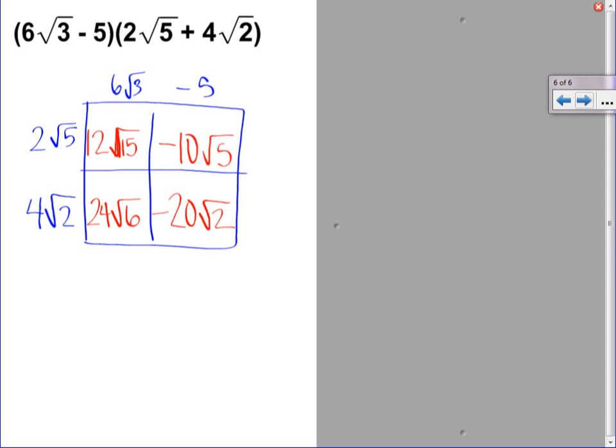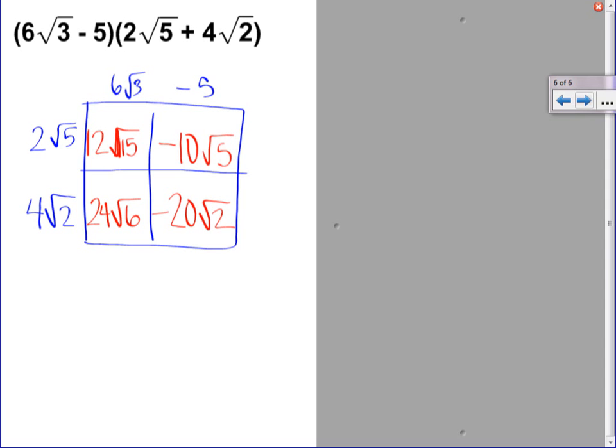So let's think about this. Can we break 15 down? 15 is what? What times what? 3 times 5, there's no pairs here. 5, that's as small as it goes. 6, 2 times 3, can't break that one down. And 2 is as small as it goes. So none of them can be simplified. Are there any that we could combine as like terms?